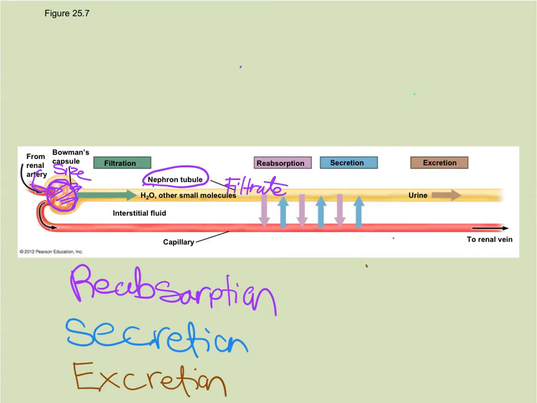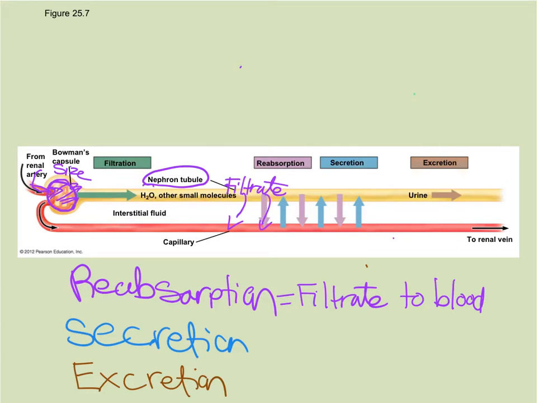When we discuss reabsorption, what we're saying is things leave the filtrate and go back into the blood. So reabsorption is from filtrate to blood, or from tubule to capillary.